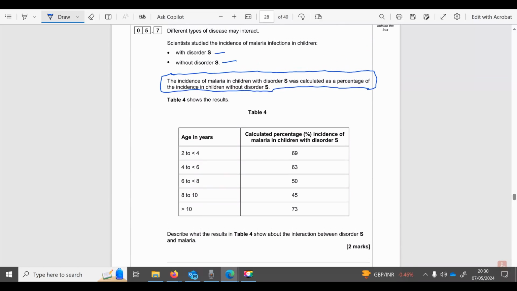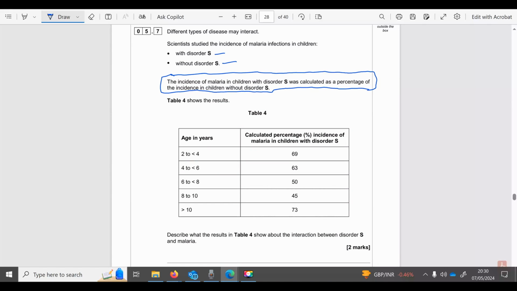So let's first look at the table and just describe it. So we can see that going down in the table, in our first column, the age is increasing, going from 2 to less than 4, all the way to more than 10. In our second column, we can see the calculated percentage incidence of malaria in children with disorder S, and we can see that it decreases, but when it gets to more than 10, it actually increases there.